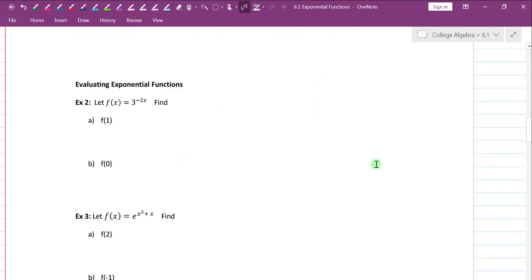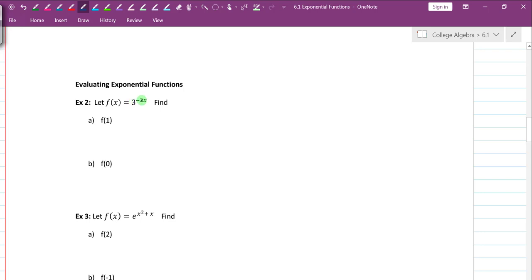Evaluating exponential functions. Sometimes you're going to need a calculator for this, sometimes you don't. It just depends on the actual values that were given. So this one here says evaluate f of 1 when f of x is equal to 3 to the negative 2x.